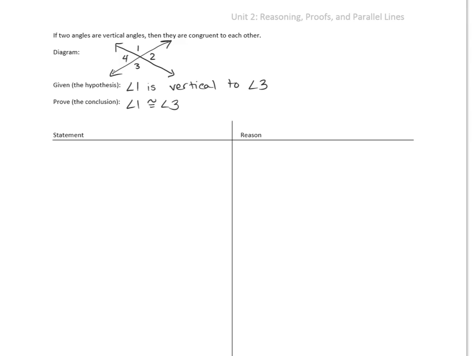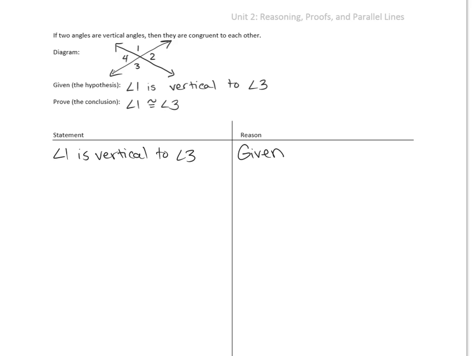So here you can see I've reproduced the diagram we had before. And now rather than writing two angles are vertical to each other, I write specifically angle 1 is vertical to angle 3, and that I want to prove that therefore angle 1 is congruent to angle 3. I have to give myself this framework in order to do the proof more easily. So my first statement is my given. Angle 1 is vertical to angle 3. That's my given.